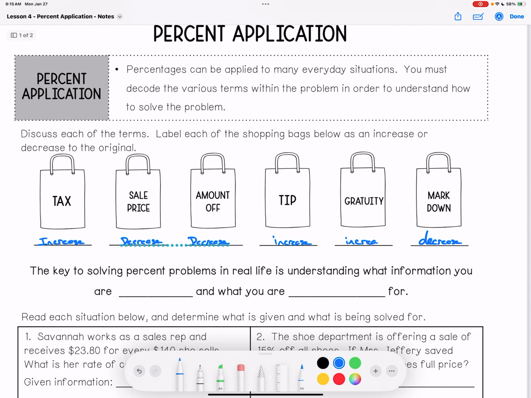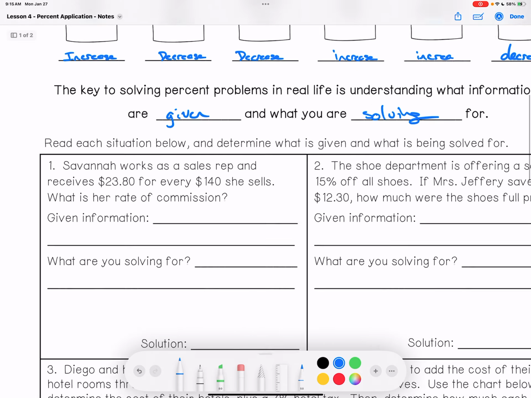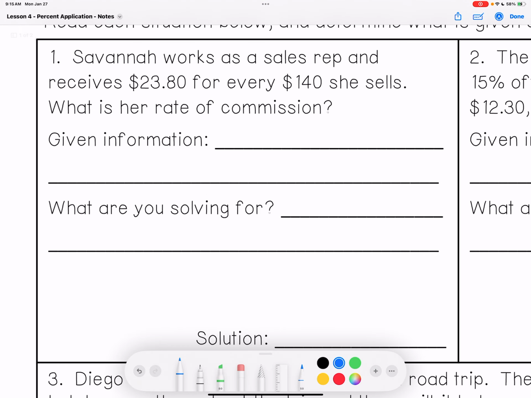All right. The key to solving percent problems in real life is understanding what information you are given and what you are solving for. All right, here we go. Number 1, Savannah works as a sales rep and receives $23 for every $140 she sells. What is her rate of commission?